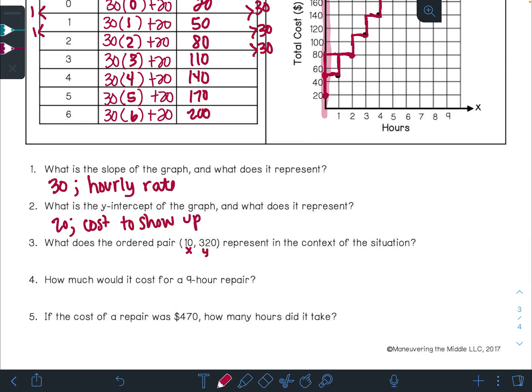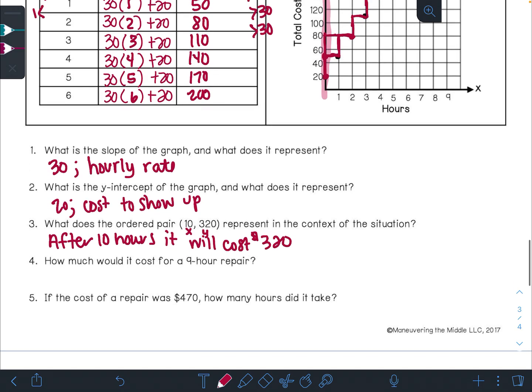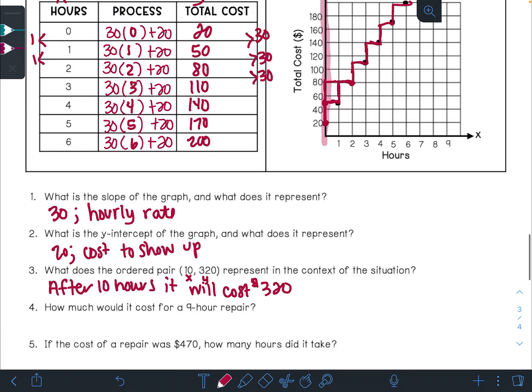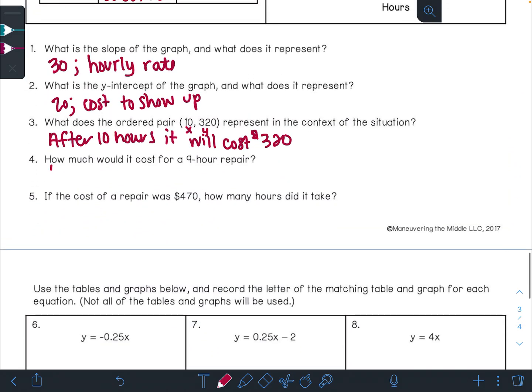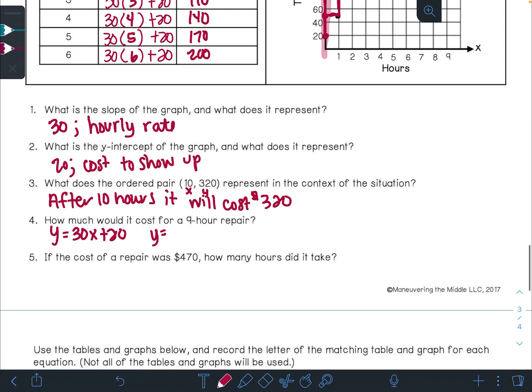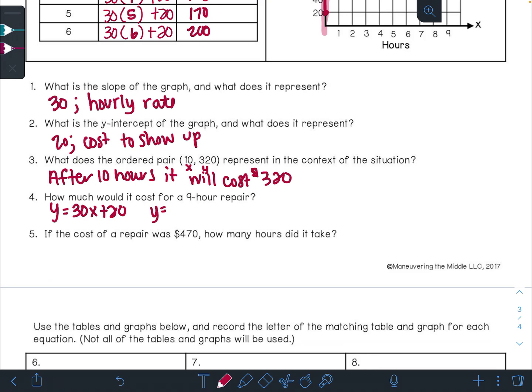So I know that the ordered pair after 10 hours, it will cost $320. So if I want to know a 9-hour repair, I can use my equation y equals 30x plus 20, and then just substitute 9 in for x because hours are my x value. So y is equal to 30 times 9 plus 20. So you would end up with y equaling $290.